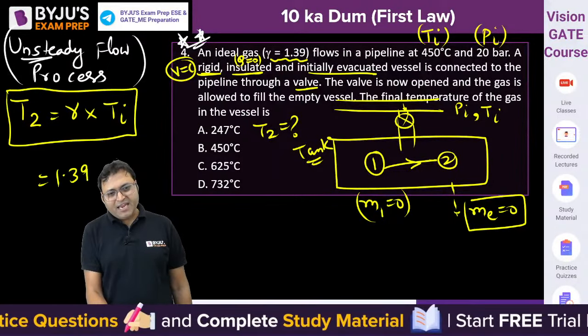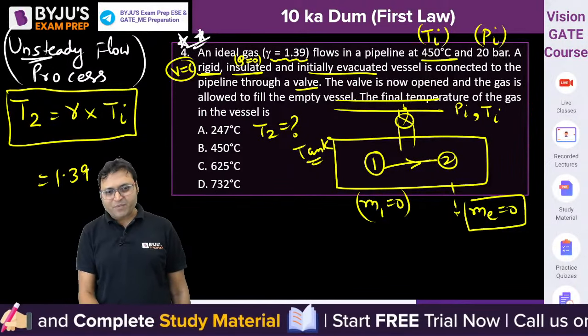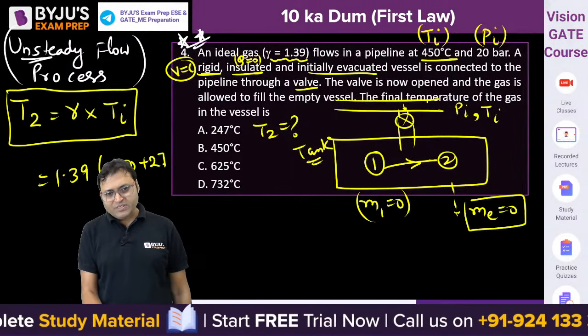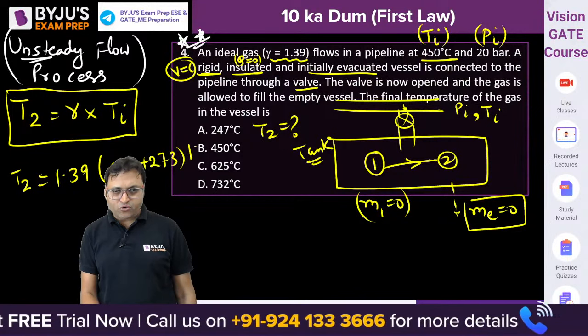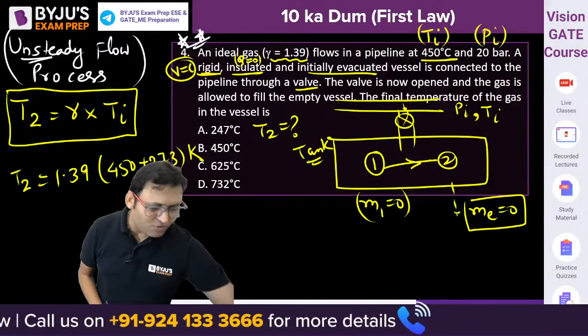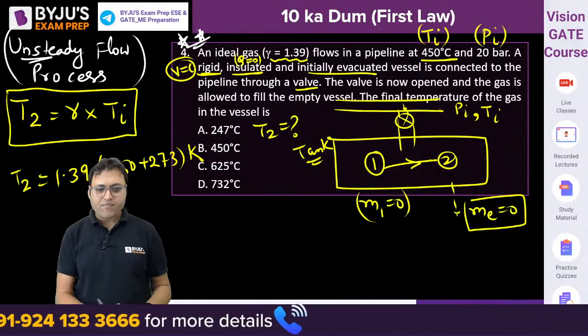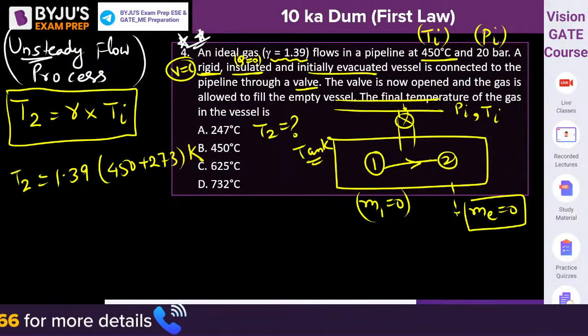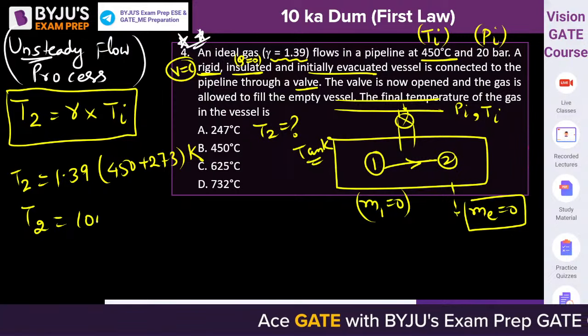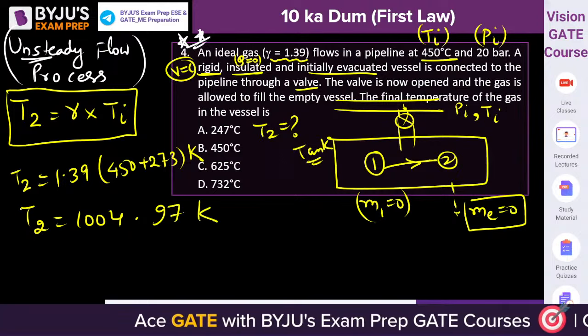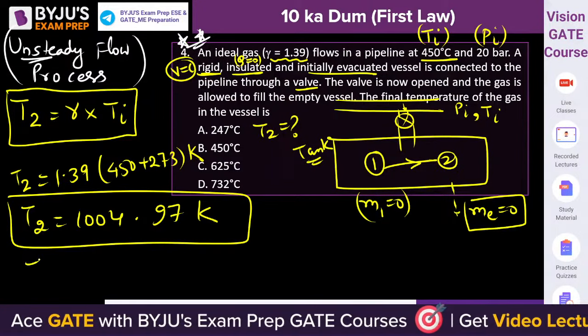Gamma is 1.39 and Ti, what is the temperature? 450 plus 273. So this is T2 in Kelvin. Do the calculation and you can convert it into degrees Celsius. Can you guys do the calculation? Those who did not get the answer, do the calculation. 450 plus 273, don't forget to convert it into Kelvin, into 1.39, that is gamma. The result is 1004.97, so T2 is equal to 1004.97 Kelvin. Your answer will be in Kelvin, but we need it in degrees Celsius.